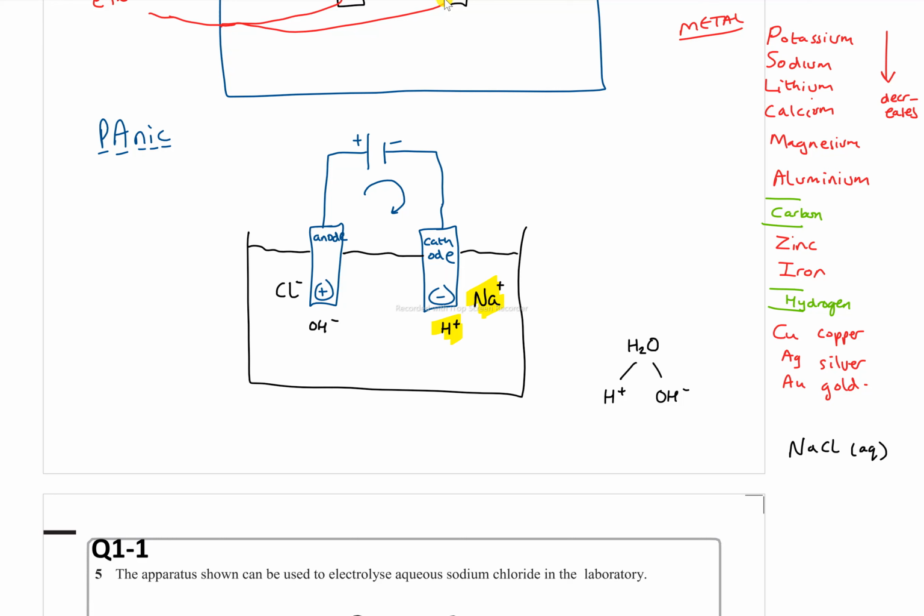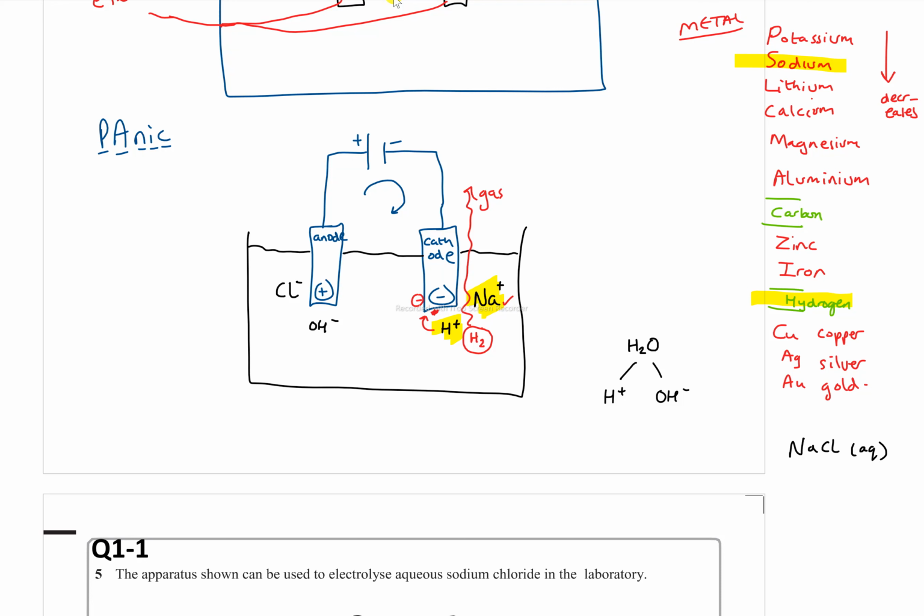sodium's there and hydrogen's there. So sodium's the most reactive out of them two. So sodium wants to stay as it is, so it's going to stay like this. So then hydrogen is going to go over, pick up an electron, and become a hydrogen atom. And then another hydrogen ion is going to do the same thing because these are diatomic. Once it's in a pair, it's going to float off as a gas. So can you see what's happened?